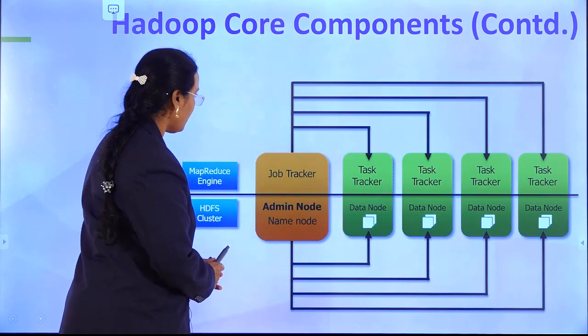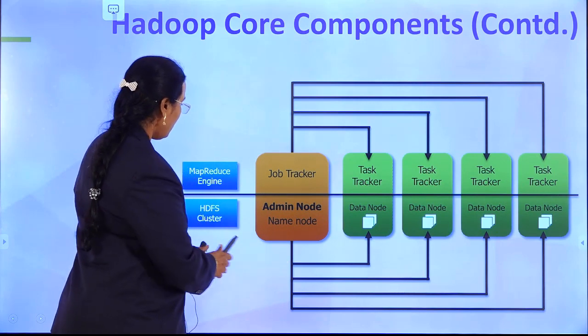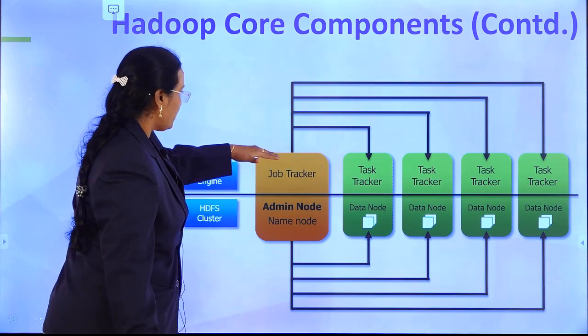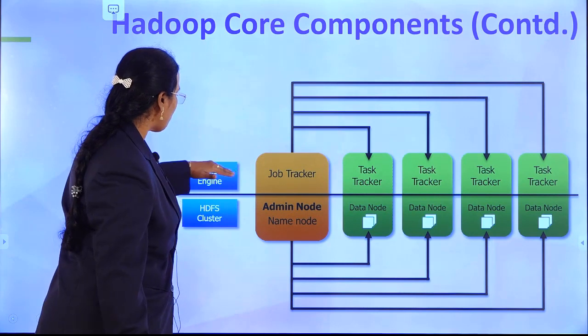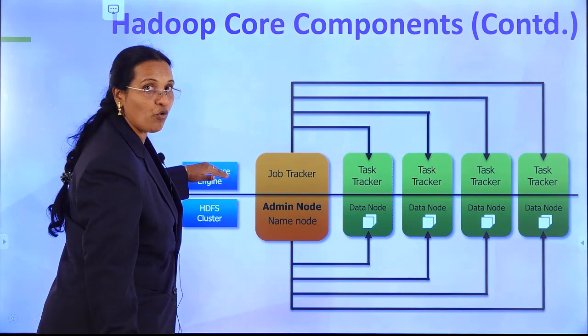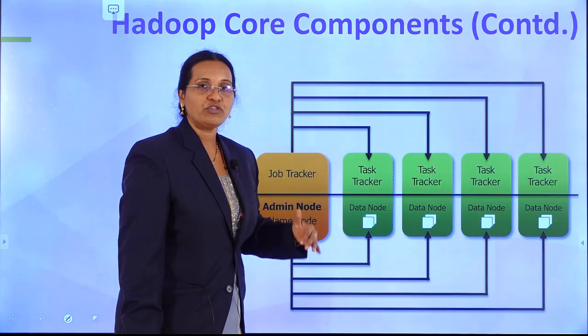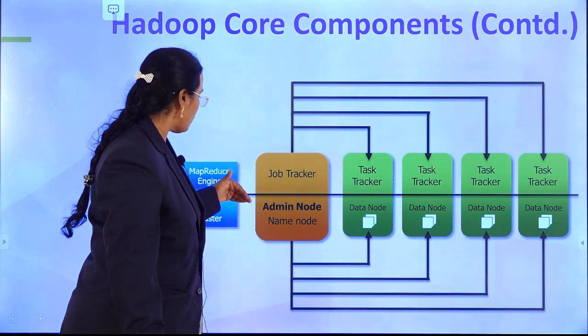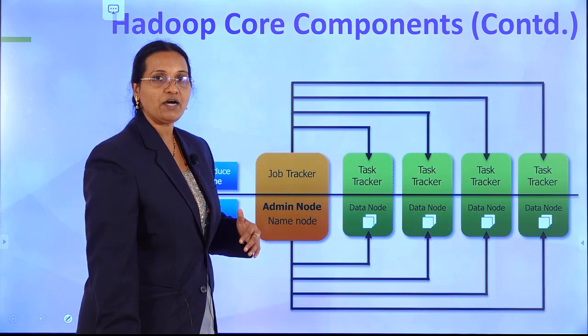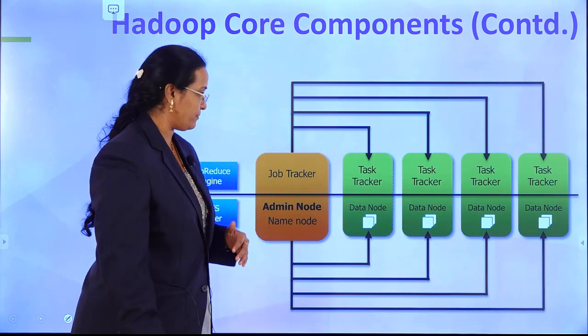So you can see here, the task tracker will be responsible for what is done by your MapReduce coding. That means in which manner the computation has to happen. That is going to be done by your MapReduce coding part, which we are going to do with the help of Java programming or Python programming.